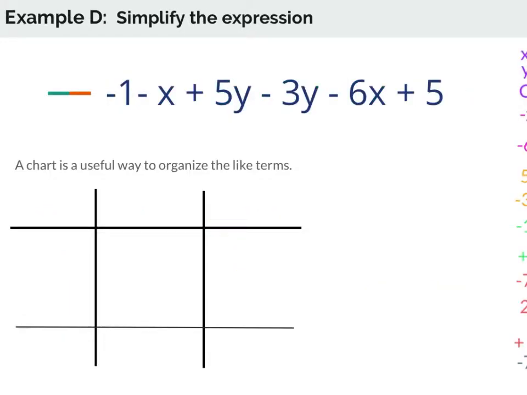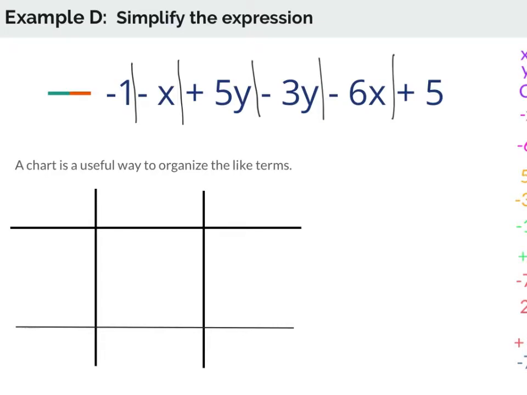So here we are at example D, and again, we're going to be simplifying this expression. Let's start by drawing our lines down to separate our terms. So I'm going to see a minus sign, a plus sign, a minus sign, a minus sign, and a plus sign. So now I've separated my terms. Let's see what kind of categories I need. So it looks like I have the constants, I have an x, and I have a y.